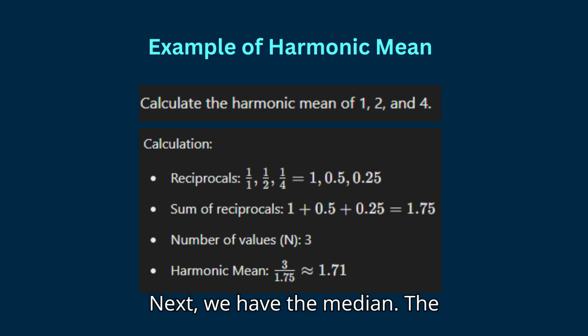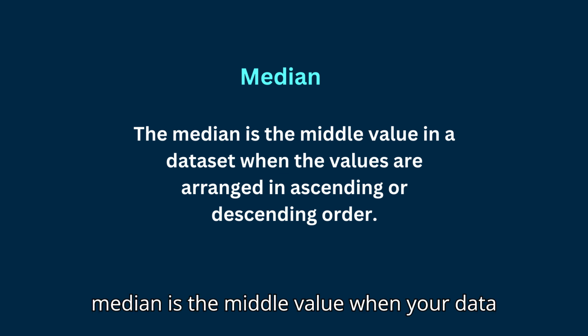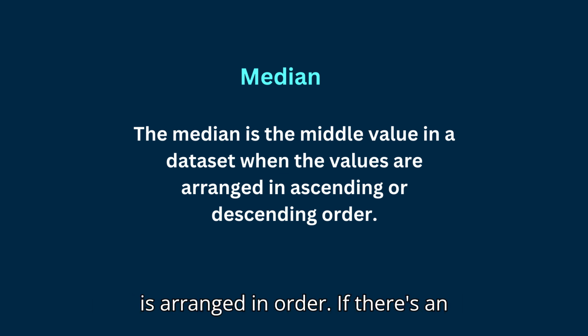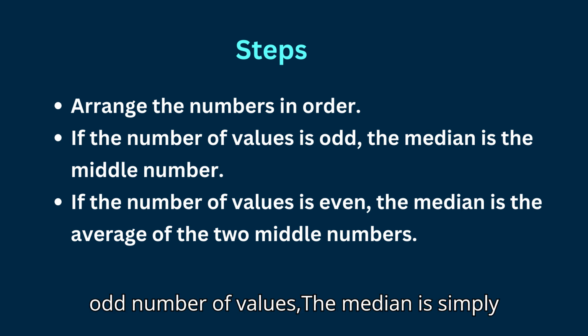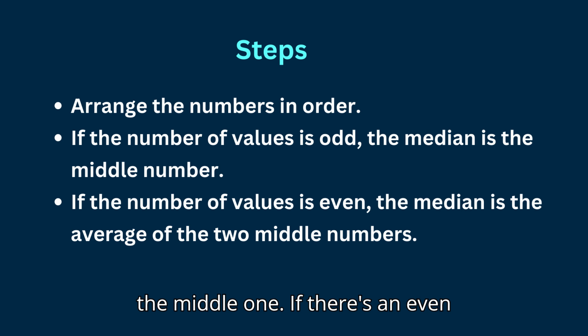Next, we have the median. The median is the middle value when your data is arranged in order. If there's an odd number of values, the median is simply the middle one. If there's an even number, you take the average of the two middle numbers.